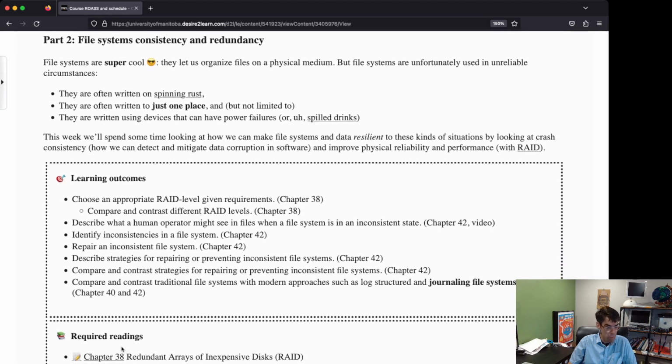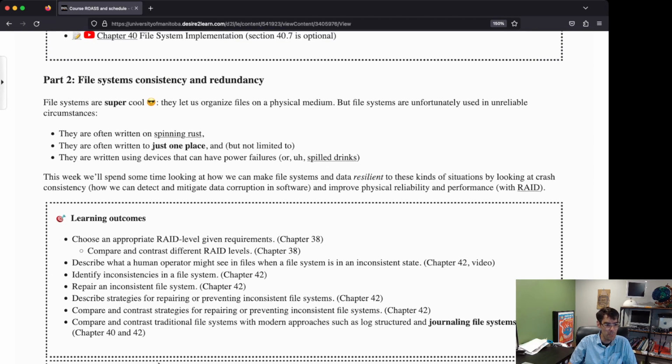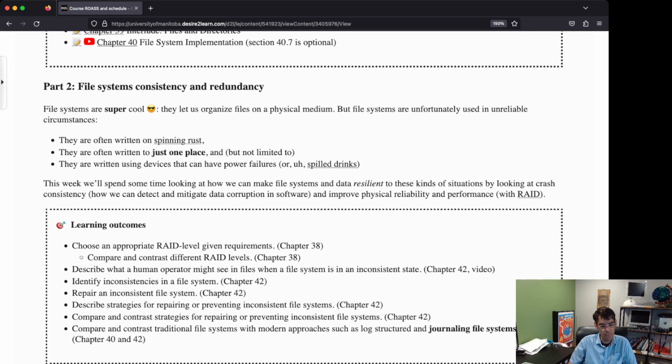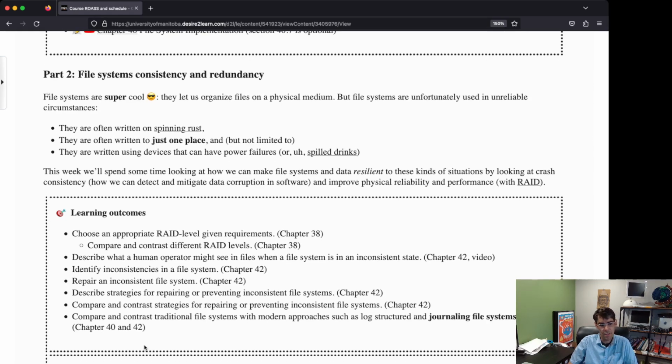This is all journaling. This is chapter 40, 42. So chapter 40 is back up here in the previous week. Chapter 42 here is file system checking and journaling. This is kind of going through the process of saying, how do we repair or prevent inconsistent file systems? So file system check or journal, and then compare and contrast traditional file systems with modern approaches such as journaling file systems specifically. We're not talking about log structured, we're only going to be talking about journaling file systems.